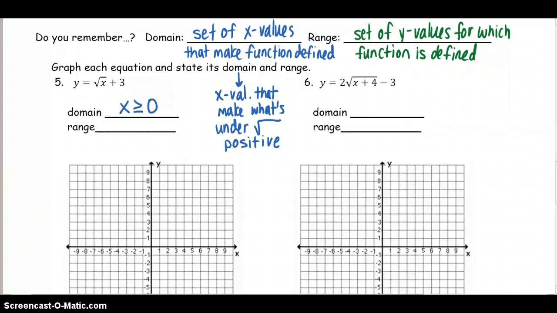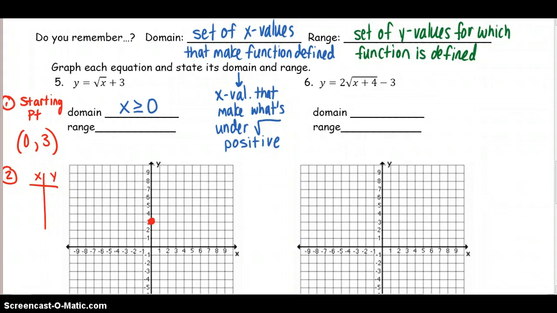Okay, every time we graph these, the first thing I want you to do is find the starting point. It's always the easiest place to start. That's what we call the starting point. Okay, so starting point here, hopefully we can recognize it, is (0, 3). So that's the point where I'm going to start on my graph. And then after you've got the starting point, we're going to make it nice and easy for you. Make a table. All right, and then just figure out the rest of the graph.